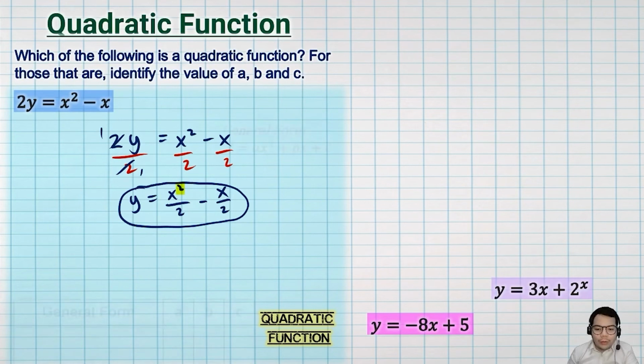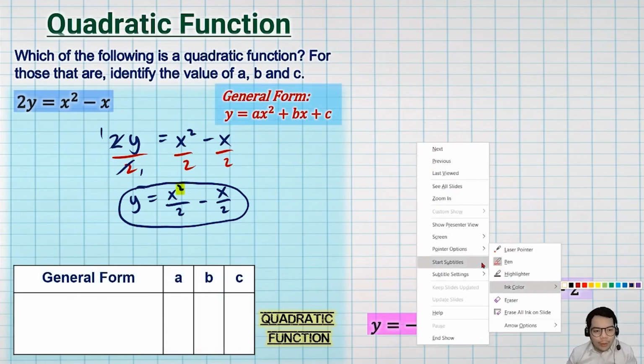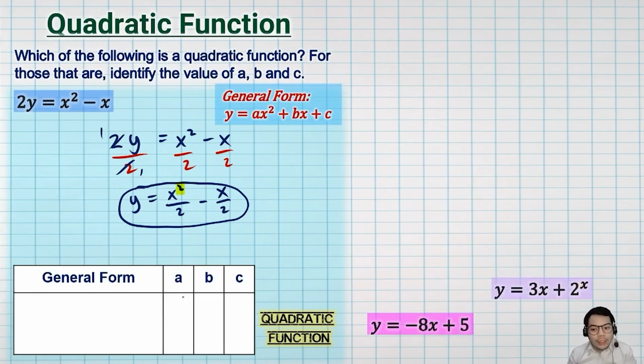So, dahil ito ay quadratic function, kailangan natin isulat yung general form. Ngayon, kapag sinulat ko yung general form na to, medyo may babaguhin lang ako ng onte para mas madali nating identify si a, b, tsaka si c. So, ano yung babaguhin ko? Tingnan mo.